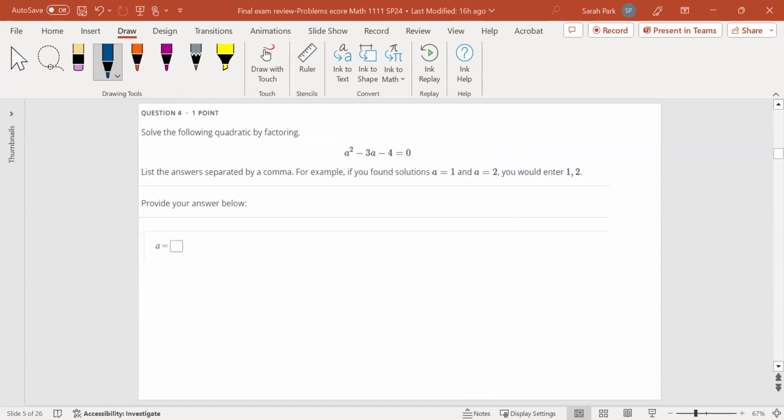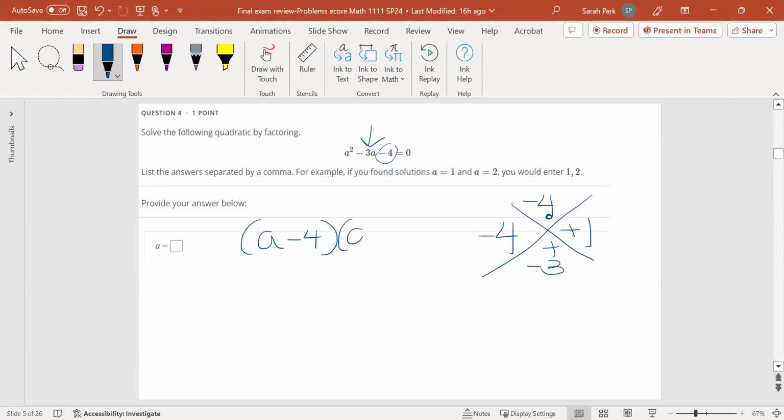Number 4, we're going to solve the following quadratic by factoring: a squared minus 3a minus 4 equals 0. Using the big X method, what multiplies to negative 4 but adds to negative 3? That's going to be 4 and negative 1. So we have factors as a minus 4 and a plus 1.